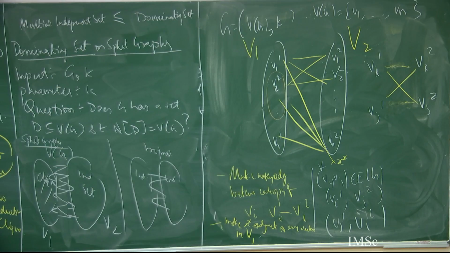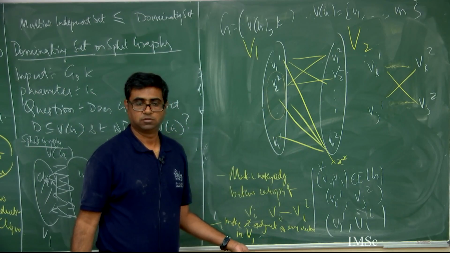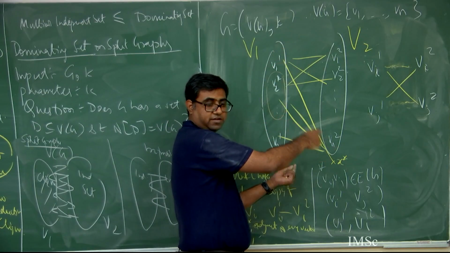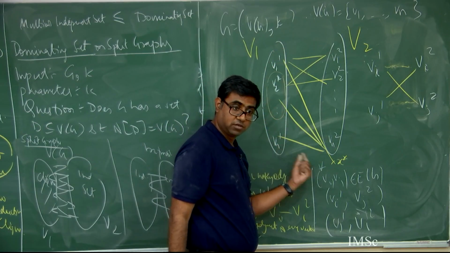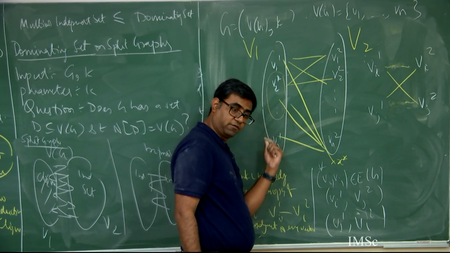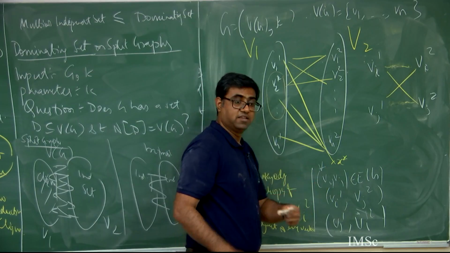Look, the forward direction is easy now, right? I pick this guy and x star, and this is my solution. Why? Because x star takes care of everybody else here, because he is adjacent to everybody else. Do you understand, Ashwin? X star is adjacent to every vertex in V1. So x star takes care of everybody else, and x star is in the solution.